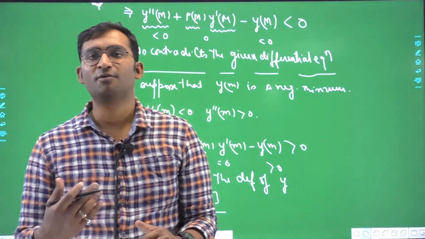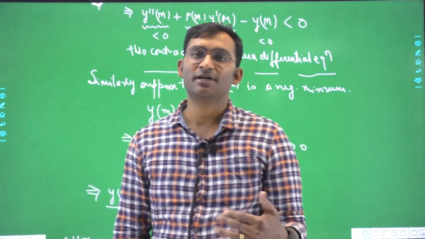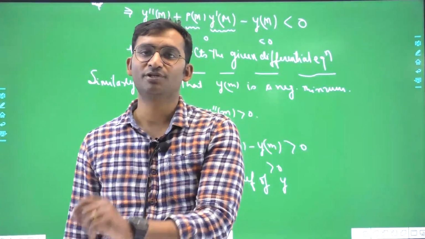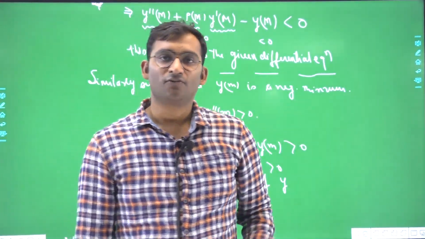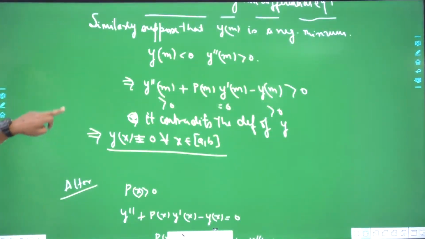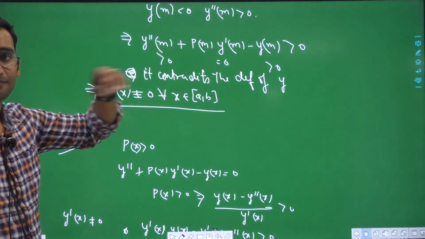So if it happens to have a positive maxima somewhere at some interior point C, then the necessary condition of extremum dictates that y dash C has to be 0 at that particular point. So what we will get at the end, this particular thing gets negated, therefore it implies y(x) has to be equal to 0.